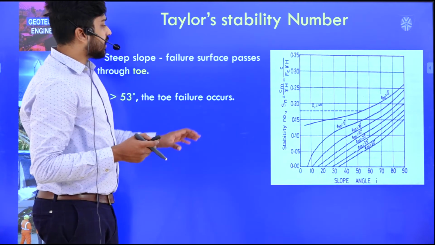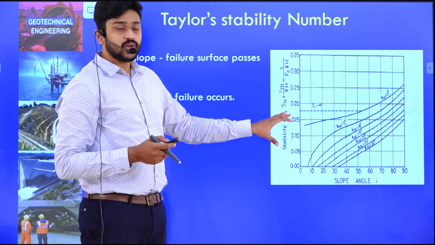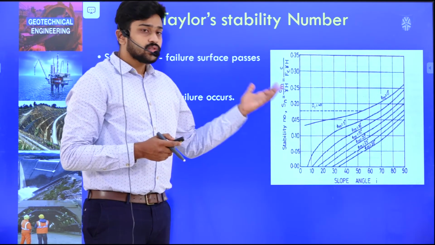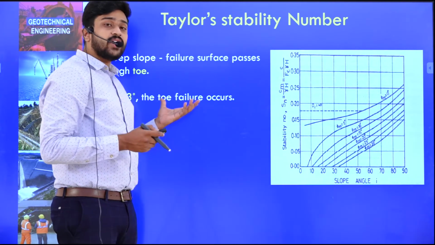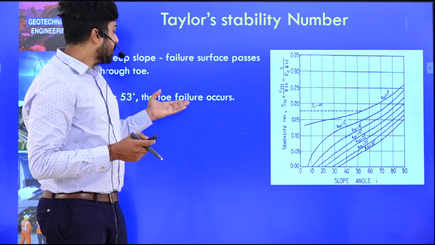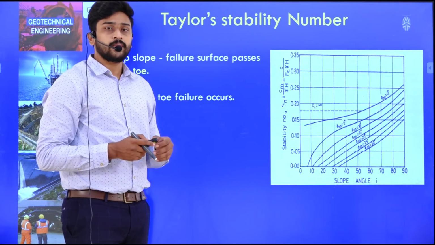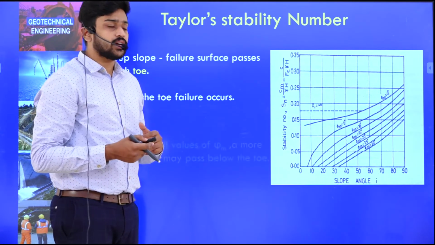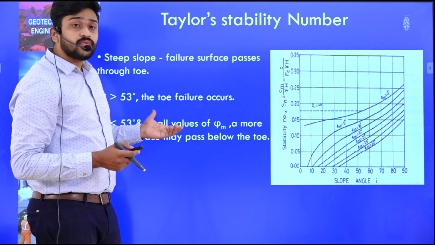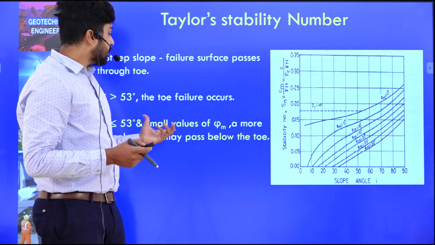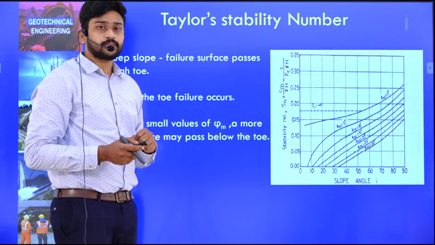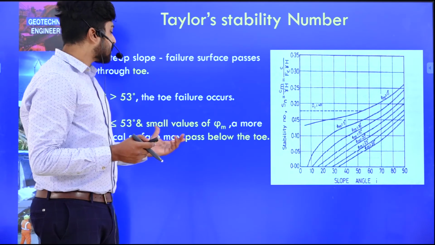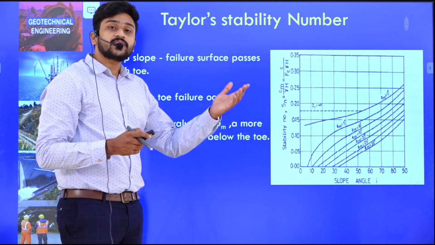Now, as per the Taylor stability number, he has given the chart based on the i value and phi m value, as well as the Sn value. You need to understand that if the i value is greater than 53 degrees, then toe failure will occur. If it is less than or equal to 53 degrees, as well as if the phi m values are very small, then a more critical surface failure may occur which passes through the base.